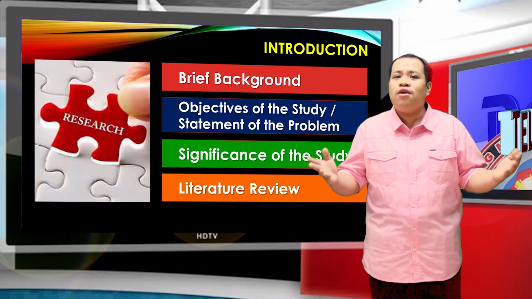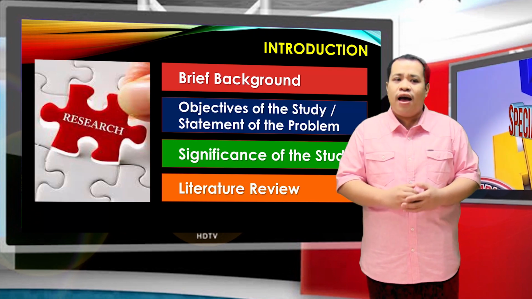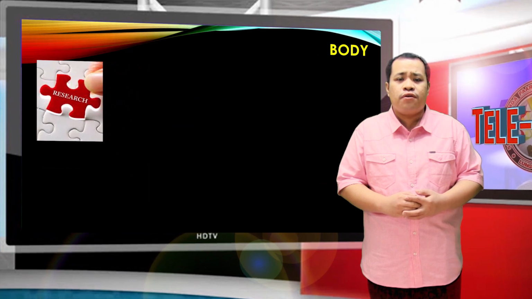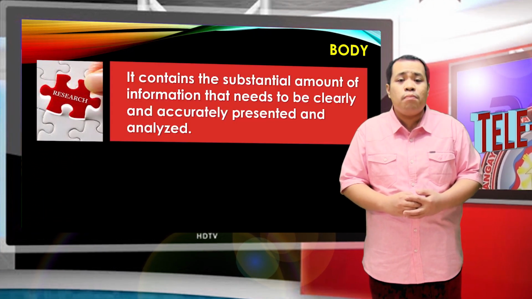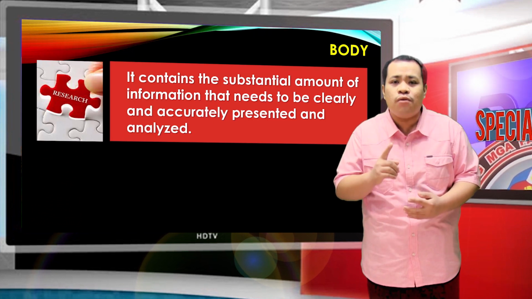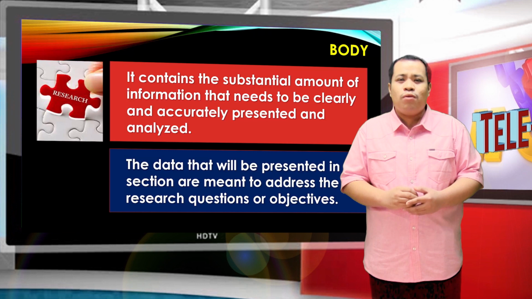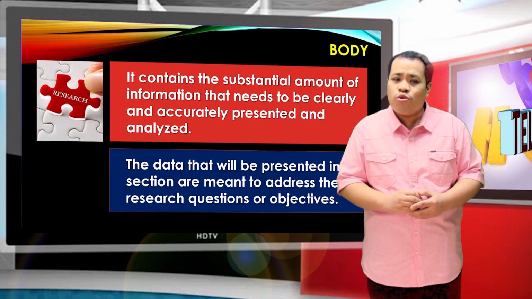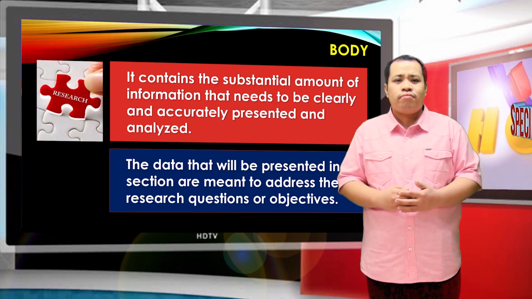So after writing your introduction, so you're done with the first segment, you now have to write the body. The body of the research reports contains the substantial amount of information that needs to be clearly and accurately presented and analyzed. The data that will be presented in this section are meant to address the research questions or objectives.